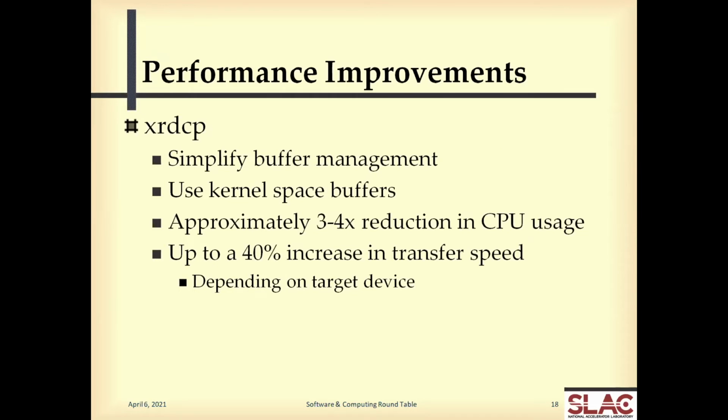Some performance improvements in XRDCP: there was a complete rewrite of how buffer management works, trying to use kernel space buffers. Once that occurred, we saw a 3 to 4x reduction in CPU usage, but more importantly, we saw up to a 40% increase in transfer speed, depending on what your target device is. Obviously, you will not get 40% unless you're using something like an NVMe.